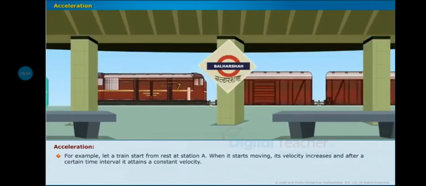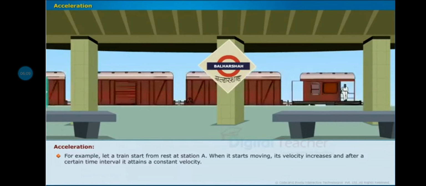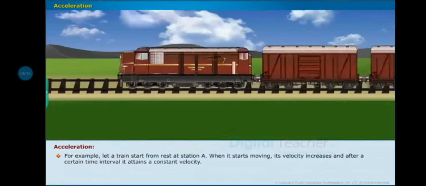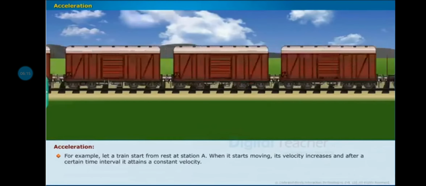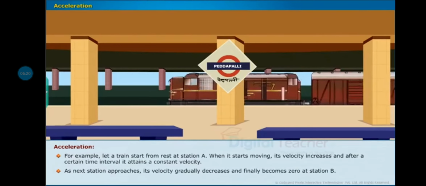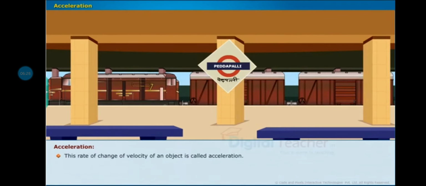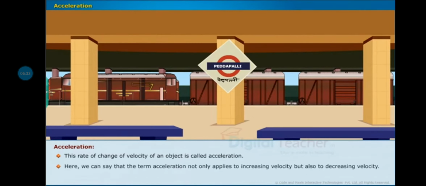For example, let a train start from rest at station A. When it starts moving, its velocity increases, and after a certain time interval, it attains a constant velocity. As the next station approaches, its velocity gradually decreases and finally becomes zero at station B. This rate of change of velocity of an object is called acceleration. The term acceleration applies not only to increasing velocity but also to decreasing velocity.